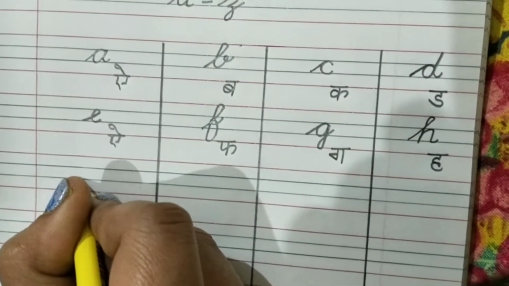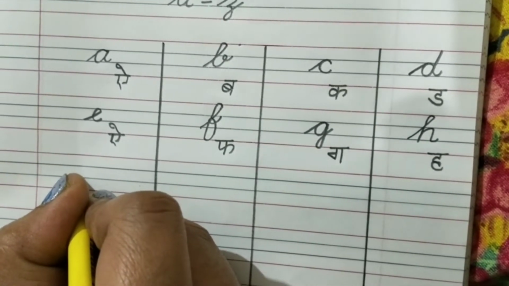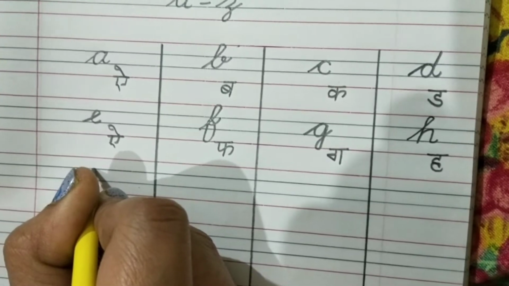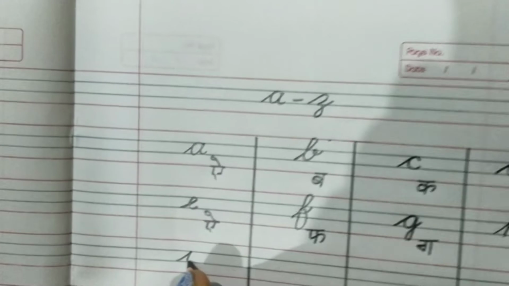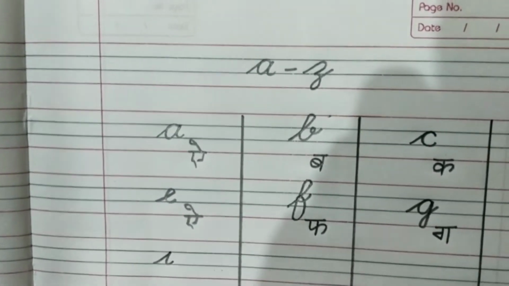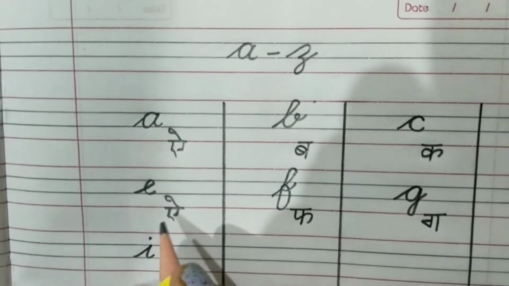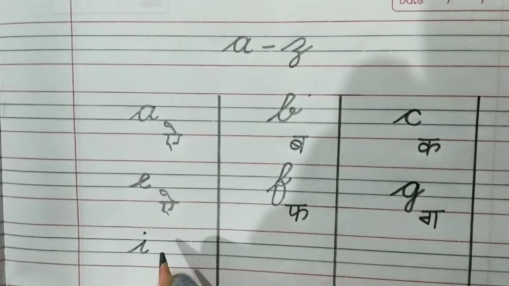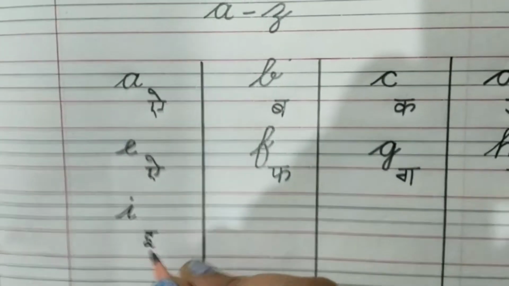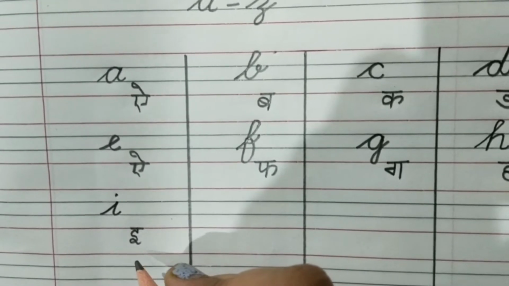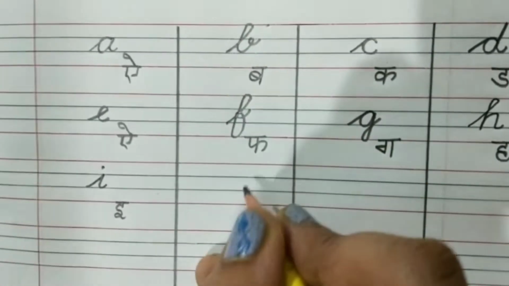I. I says E. Slant line and a little bit slant line again. Touch the black line. Turn like this and put a dot in the middle of the red and black line. I says E. E igloo and I ice cream.